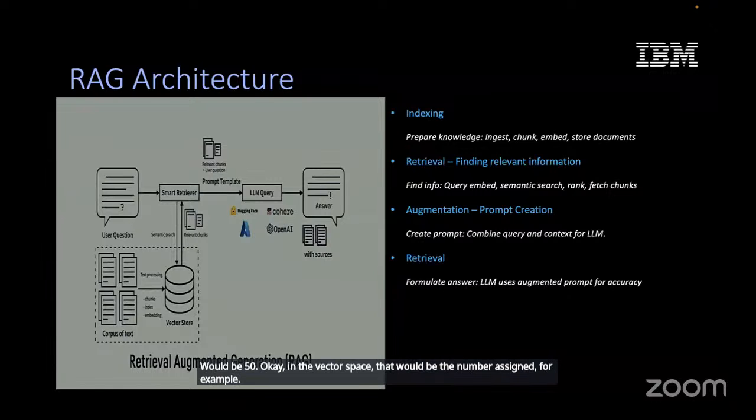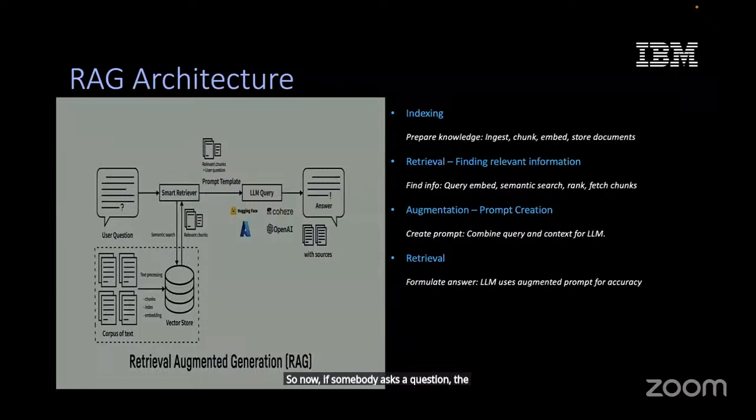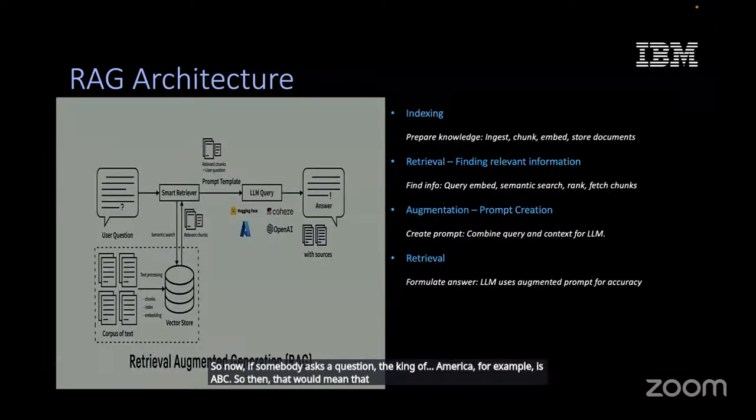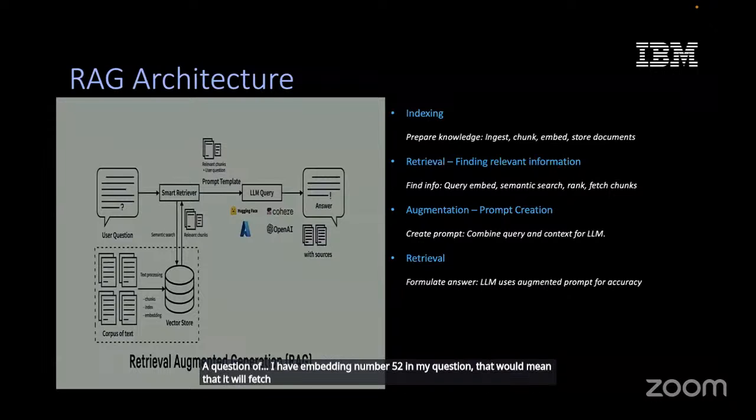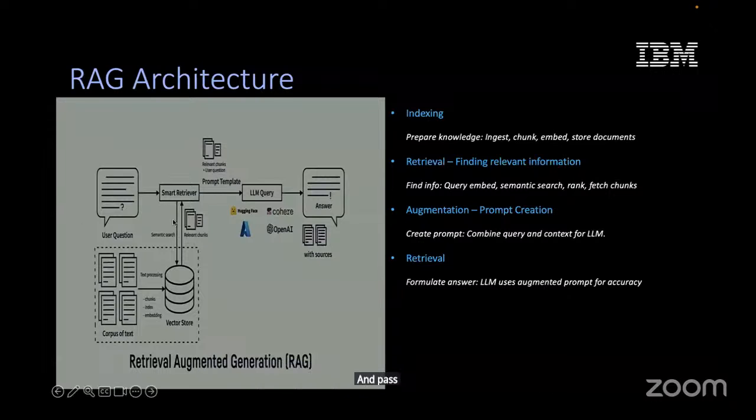So now if somebody asks a question, the king of America, for example, is ABC. Then it would take 52 as a representation for the term king and store that in the vector store. Okay, and whenever a question has embedding number 52 in it, that would mean it will fetch information related to the king and pass it as relevant chunks to the smart retriever. Okay.